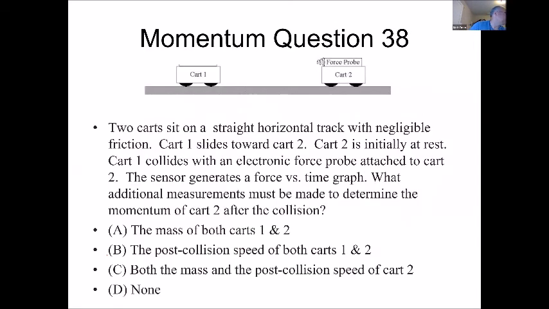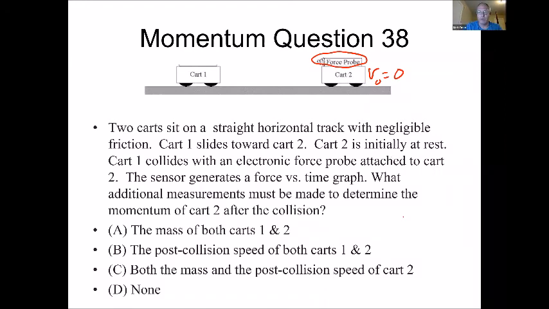Here's 38. Two carts sit on a straight horizontal track with negligible friction. Cart 1 slides toward cart 2, which is initially at rest. Cart 1 collides with an electronic force probe attached to cart 2, and you can see that right here. The sensor generates a force versus time graph. What additional measurements must be made to determine the momentum of cart 2 after the collision?